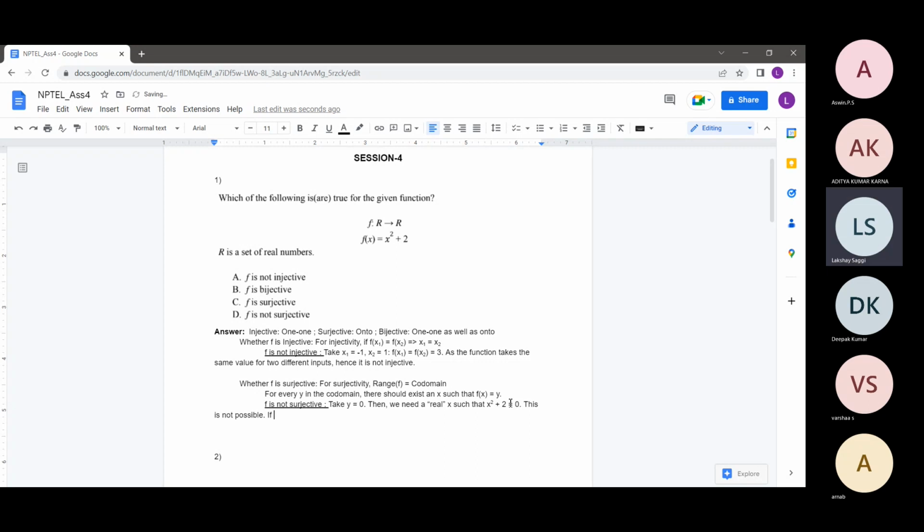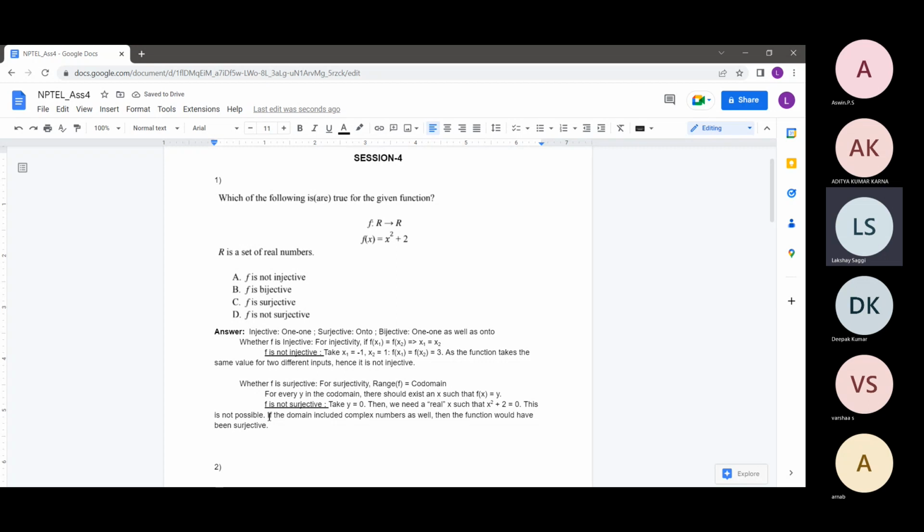I'll just type this comment also. If the domain included complex numbers as well, then the function would have been surjective. So this is just a side comment.